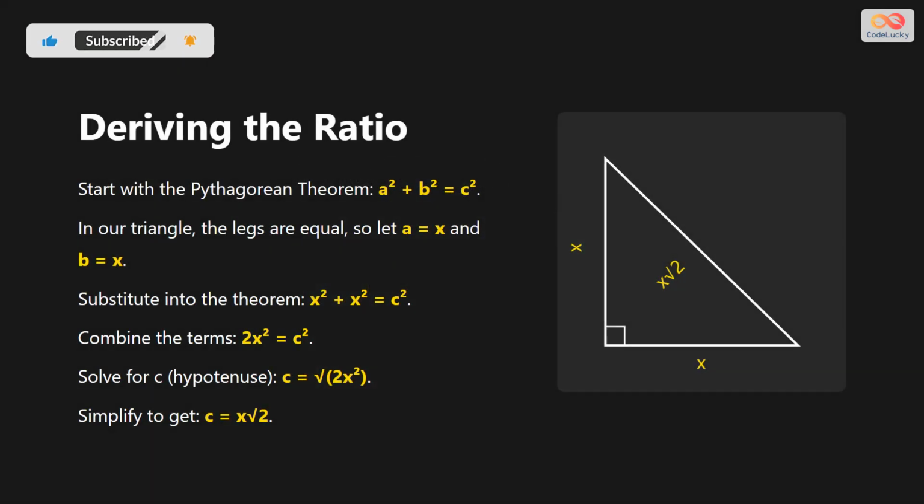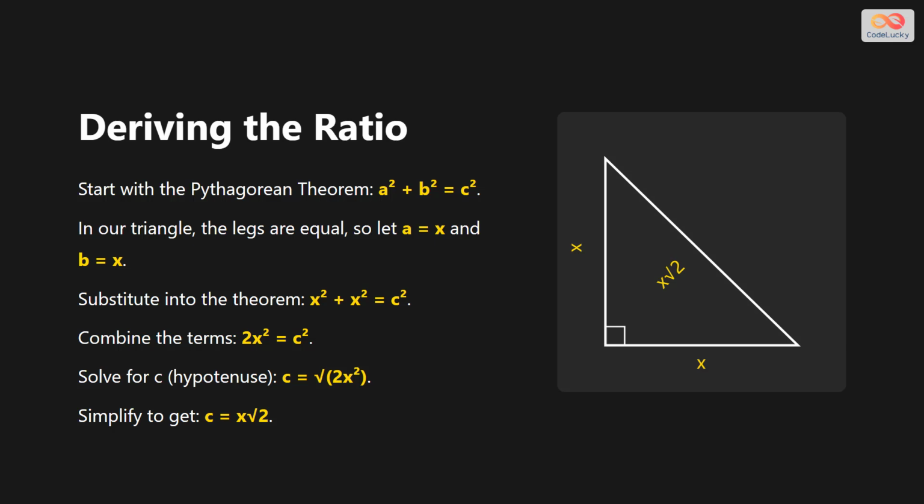We can prove this ratio using the Pythagorean theorem, which is a squared plus b squared equals c squared. Since the legs a and b are equal, we can call them both x. The formula becomes x squared plus x squared equals c squared. Adding the terms gives us 2x squared equals c squared.